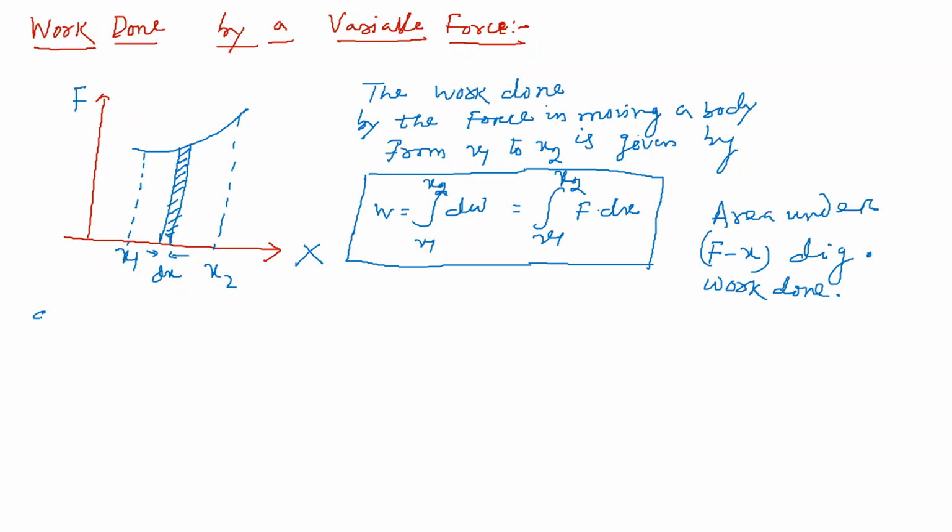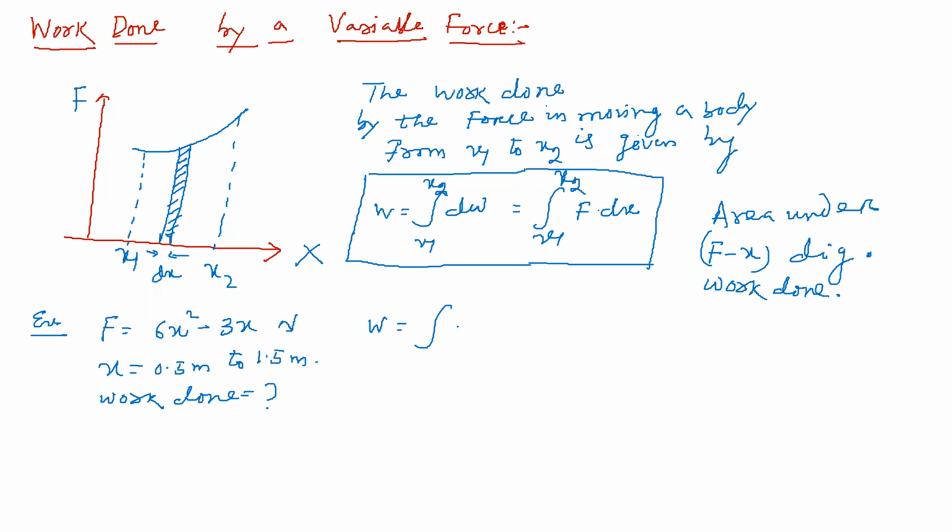Let's take an example. Let F be given as 6x squared minus 3x Newton, and the displacement x is from 0.5 meter to 1.5 meter. And we are asked to find the work done. So how do we find work done? F dot dx, yes or no? F is 6x squared minus 3x, times dx, with limits from 0.5 to 1.5, correct?